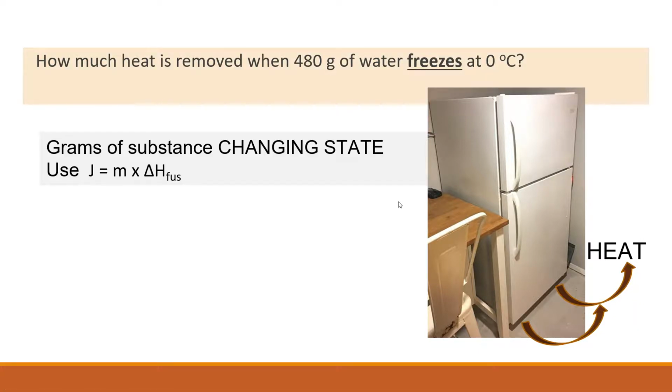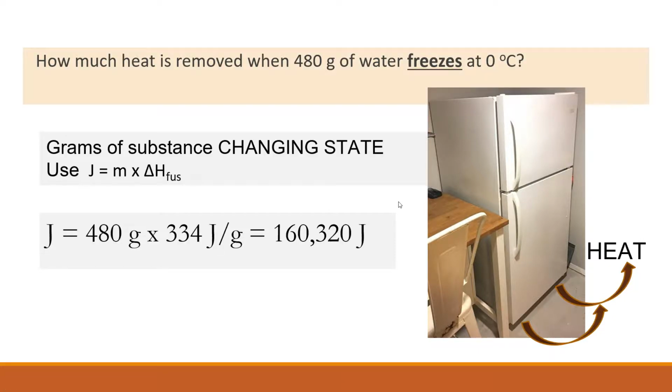So if you had 480 grams, which is what an ice tray holds, of water at 0 degrees Celsius, and you just wanted to freeze that, how much energy do you have to pull out? How much energy has to be released by your freezer for that to happen? Well, there's 480 grams.